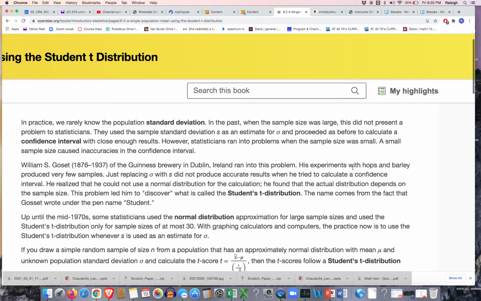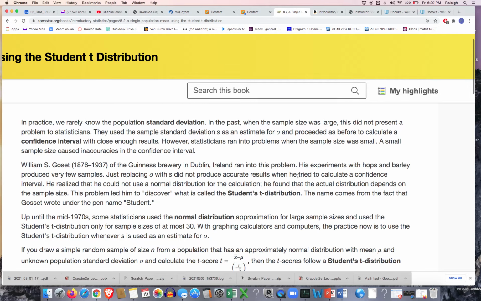His experiments with hops and barley produced very few samples. I can just see him smuggling out bottles of Guinness on the way home. But when he's the head brewer, I guess he can do whatever he wants. But even so, apparently the experiments were slow moving, so he couldn't get that many samples. So he just tried replacing, as it was done at the time, sigma with S. And it really didn't produce accurate results. The smaller n is, the worse it got. And that was a problem.